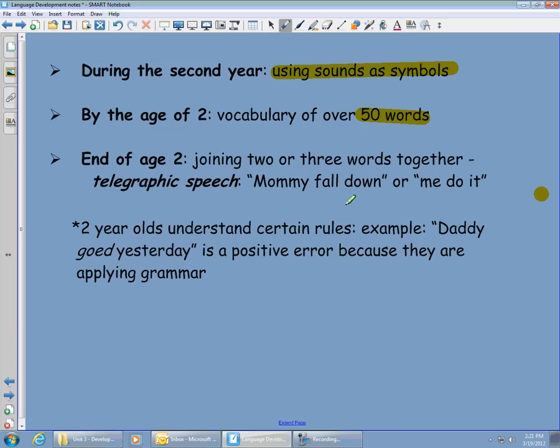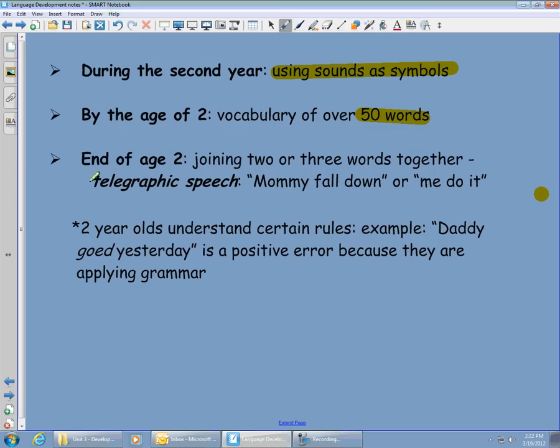So what should you do with babies and young children? Speak to them. Use language. Talk to them. Use complicated language or complex language because that's how they learn it. If you speak like a baby does and give them the goo goo gaga talk, they're not going to learn language.